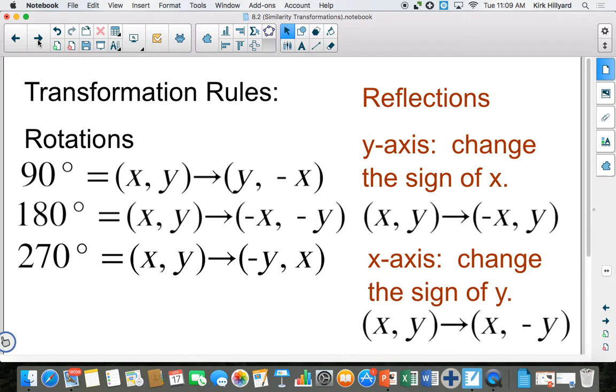Here are some transformation rules that we would like you to write down, take a picture of with your phone, write them in your notebook, whatever you're doing. You're going to need these as you do the assignment today. And the assignment will be just as it was yesterday. It'll be on the Big Ideas website. It'll be in your book. The problems should be assigned there for you.